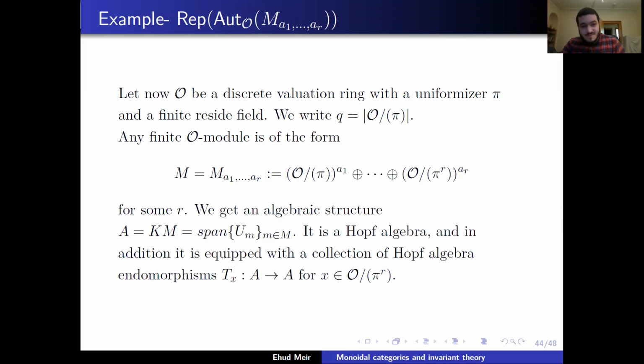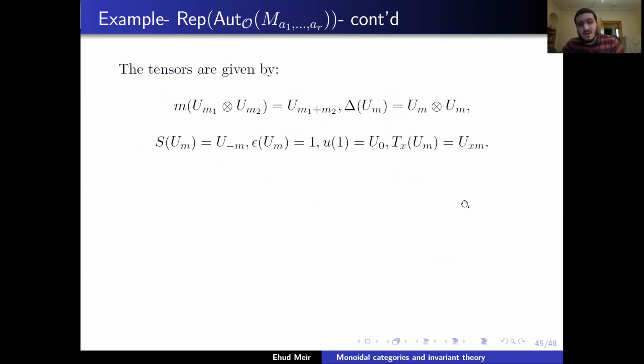This is a Hopf algebra, and in addition, it is equipped with a collection of Hopf algebra endomorphisms of multiplying by x in O mod pi to the r. So we fix the r now. We just look for things that have depth at most r, so that pi to the r acts by 0. Okay, so the tensors are given by: multiplication of u_M1 with u_M2 is u_(M1 plus M2). Delta of u_M, well, it's a group-like element, so it's u_M tensor u_M. S of u_M is u_(minus M). Epsilon of u_M is 1. U of 1 is u_0. This is the unit. And x of u_M is u_(xM).